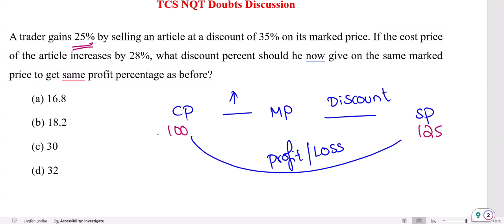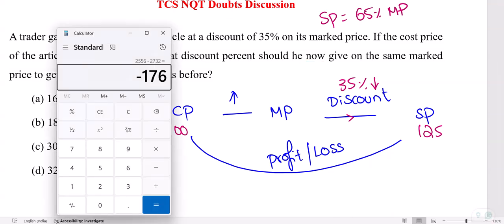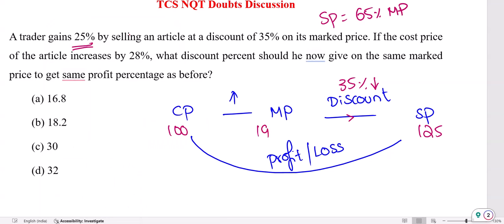The selling price is after 35% discount. So what should be the marked price? From the marked price, 35% discount gives the selling price. So selling price is 65% of marked price. So you can do 125 divided by 0.65, as 65% is 0.65. It's around 192.30. You have approximately that in the options, don't worry. 192.3 is the marked price, approximately.